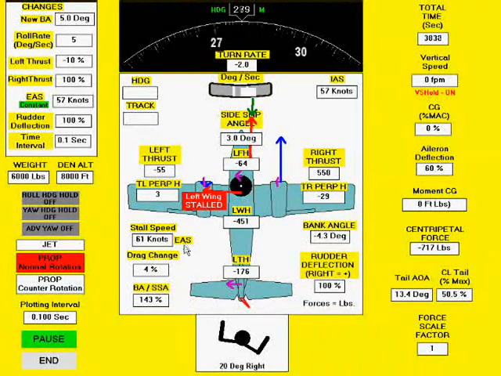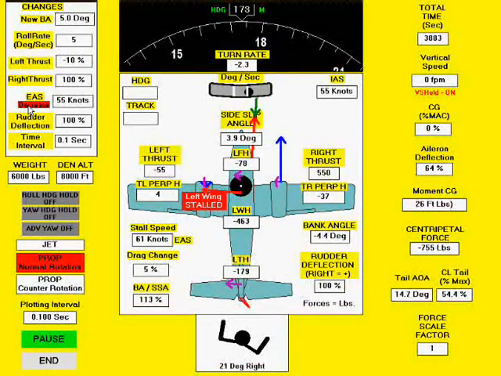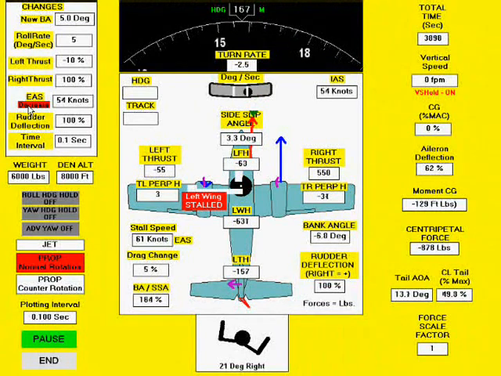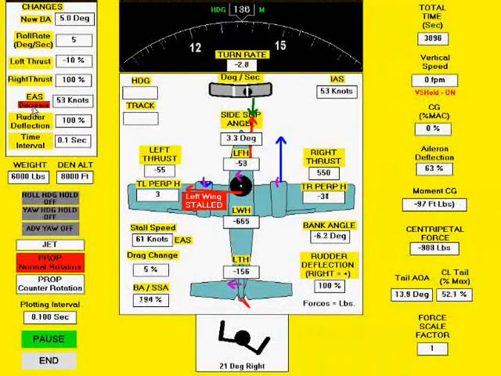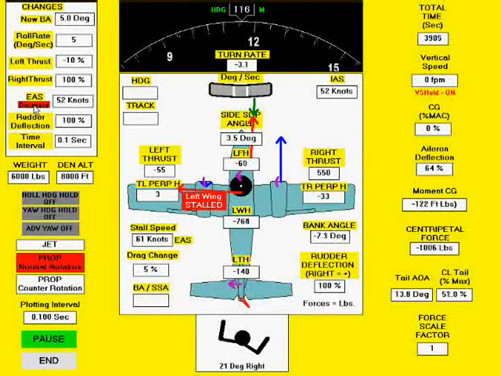EAS is equivalent airspeed, a combination of true airspeed and air density. An airspeed indicator with no errors would read equivalent airspeed. Corrected indicated airspeed is known as calibrated airspeed, which for practical purposes is the same as equivalent airspeed.